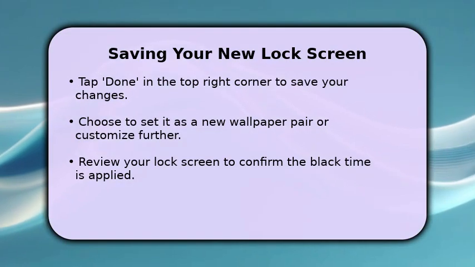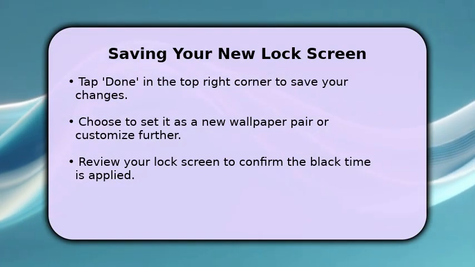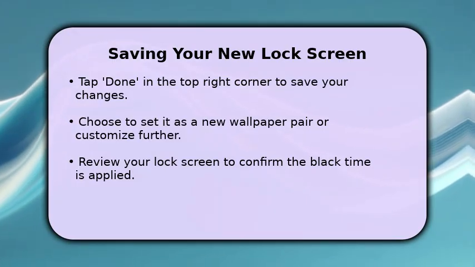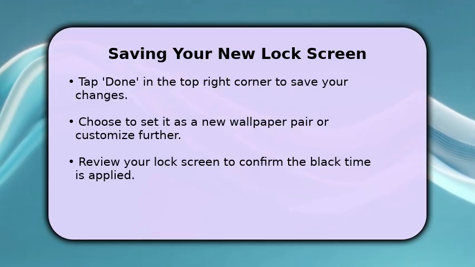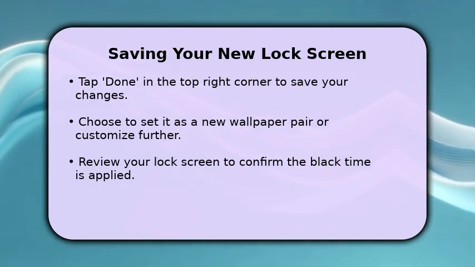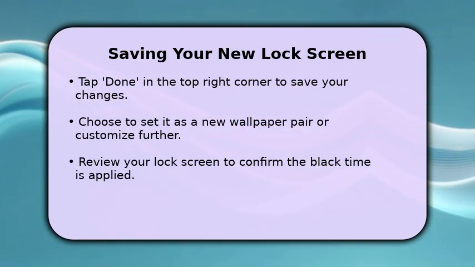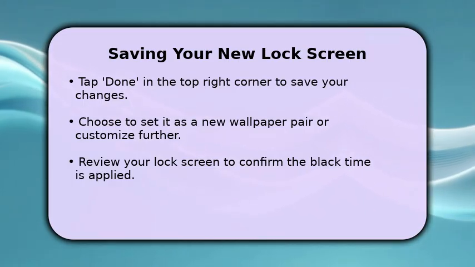After you have selected your black time and adjusted any other settings, tap the Done button located in the top right corner of your screen. You will then be prompted to either set as Wallpaper Pair or Customize Home Screen further. Choose the option that fits your needs.